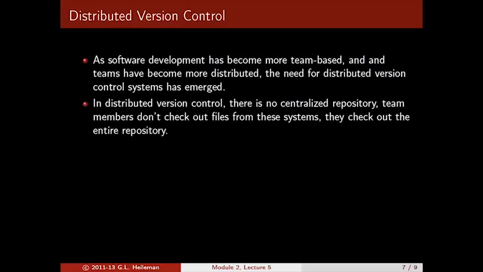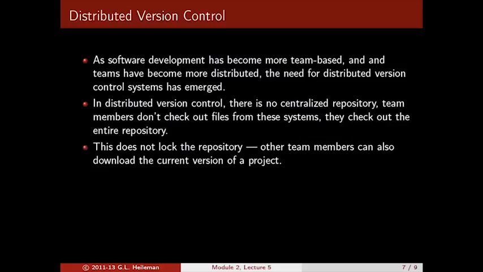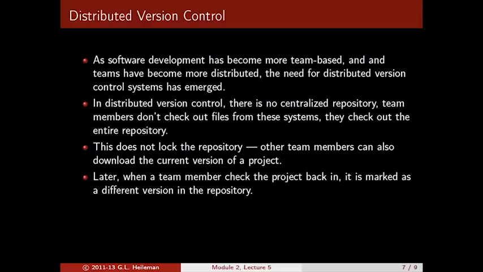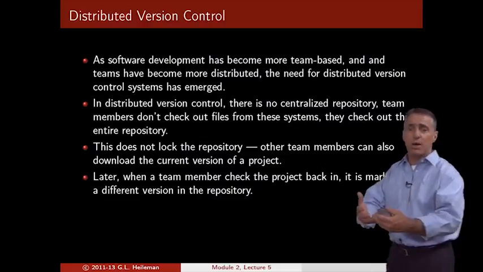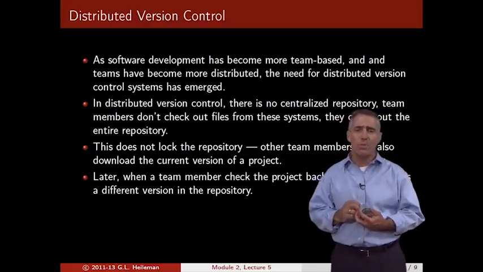The team members don't check out files like we just saw in the centralized system. They check out the entire repository. So the repository is not locked like I showed in the centralized case, and other team members can download the current version and work on it. This presents a problem, though, because what happens when you want to put these things back together again, when you want to check the project back in?